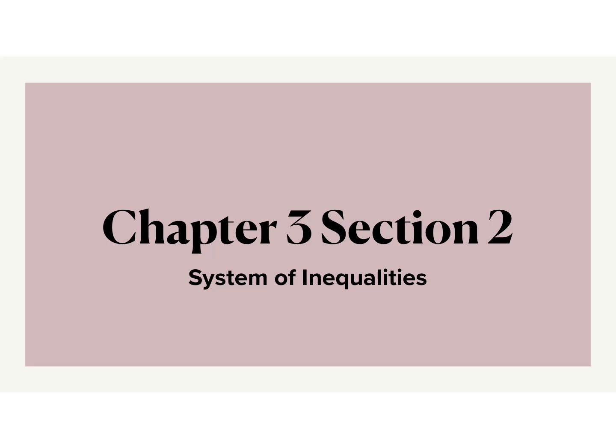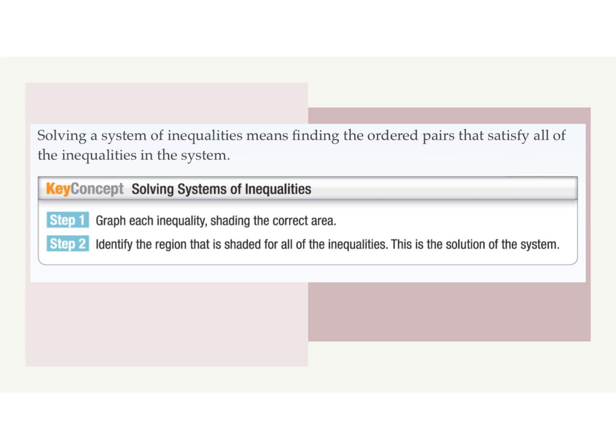So today we're going over chapter 3, section 2, which is systems of inequalities. You did systems of equations for 3.1. Now we're going to do systems of inequalities. Solving a system of inequalities means finding the ordered pairs that satisfy all of the inequalities in the system.